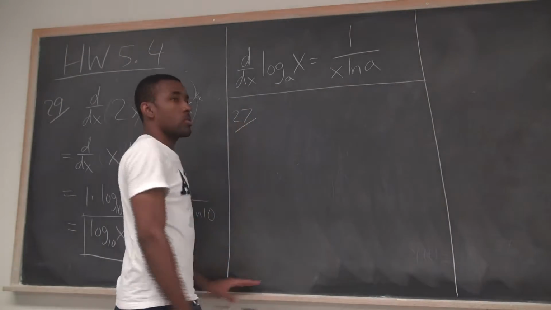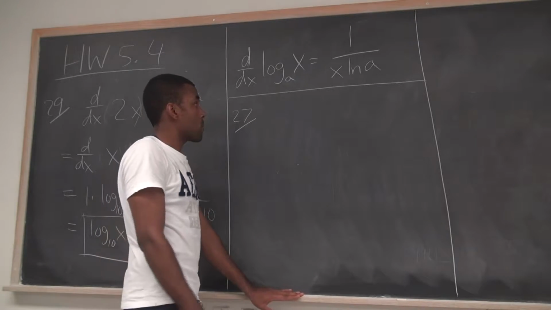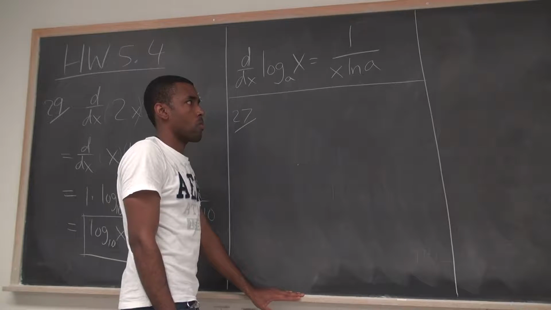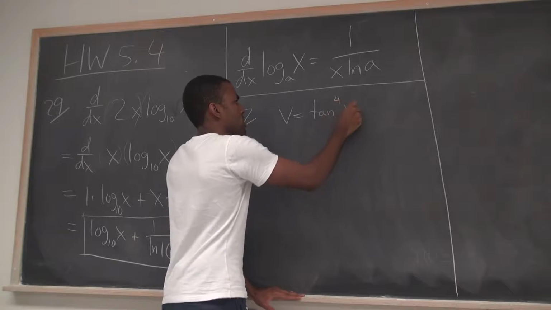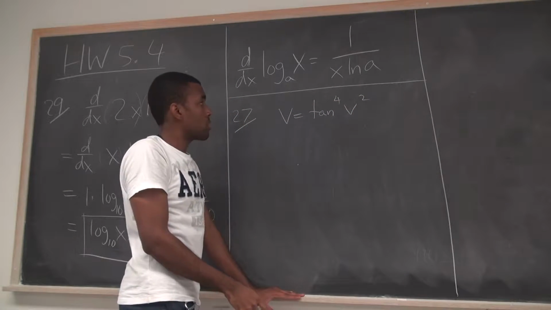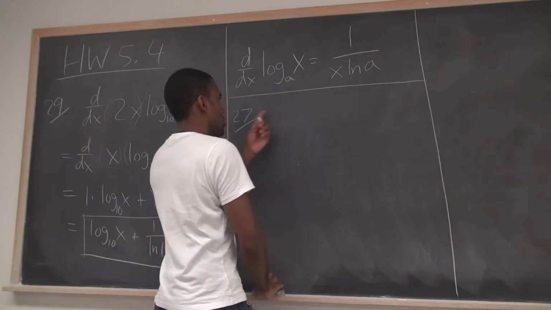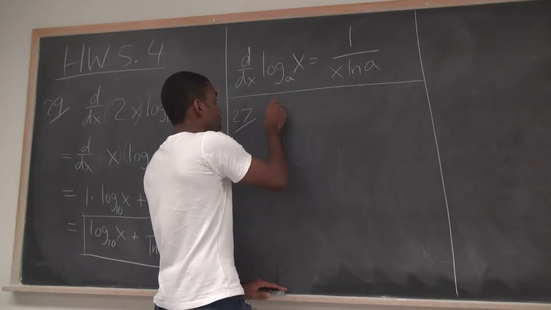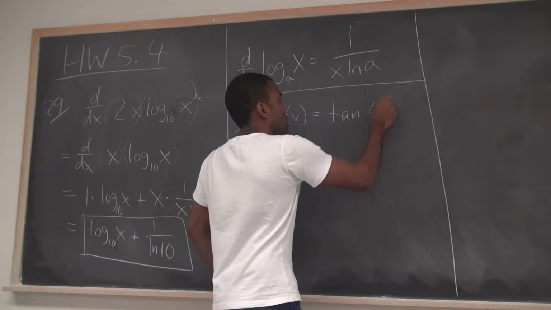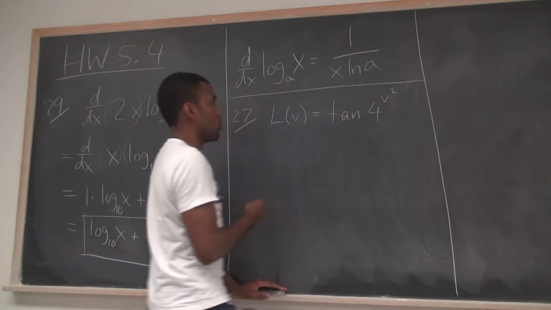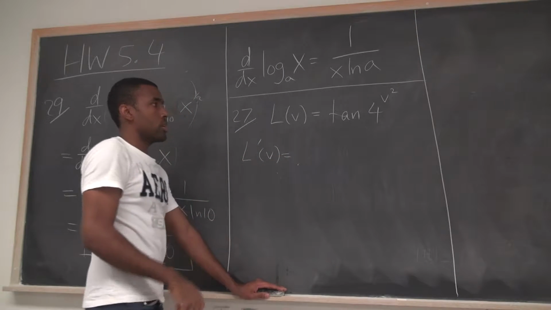Problem 27? What is that? The function is L of v equals tan of 4 to the power of v squared. Like that? Yes. And you wanted to find the derivative? Yeah. So L prime of v. Okay, how do we do that?